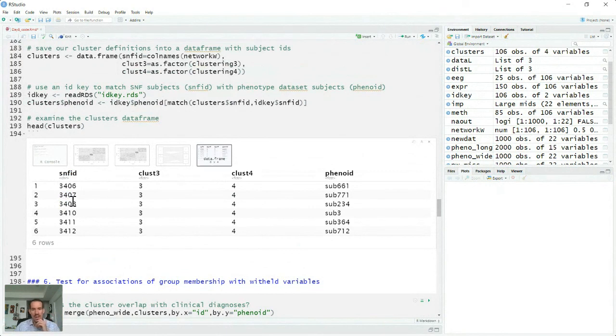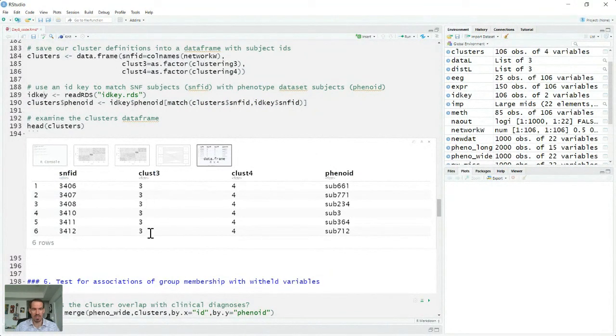This happens a lot. Often you have different sources of data for the same people in the same study, and the IDs are unique to the data type and the collection mode. And you need an ID key that links the two things together. So this step here is matching the data sets together. This ID key file contains one column with these SNF IDs and one column with the pheno IDs, and it lets us link. Now we can link our omic data and indeed our cluster definitions.